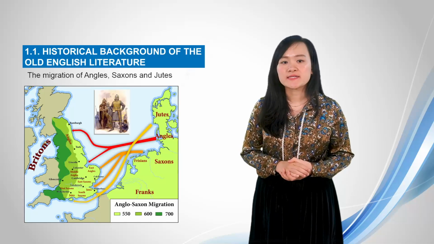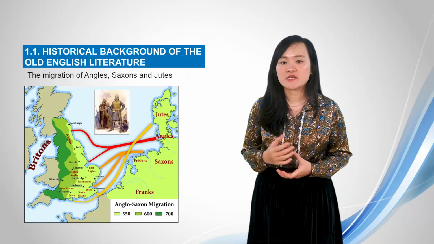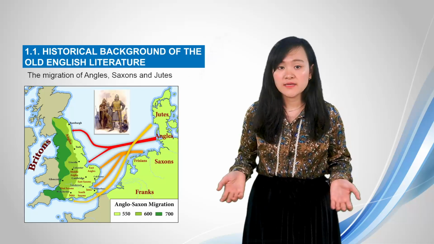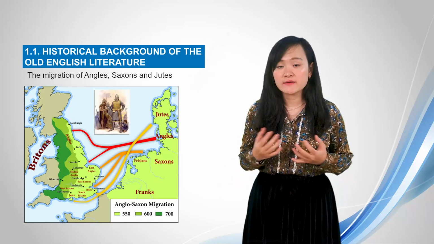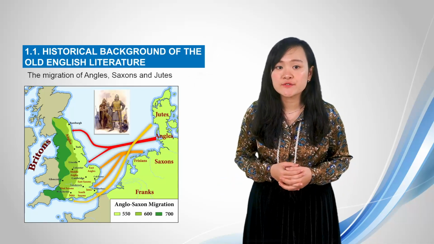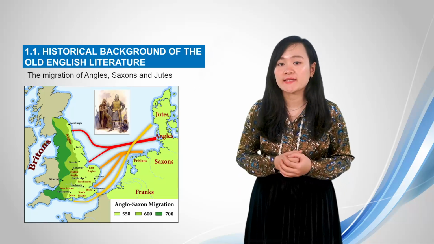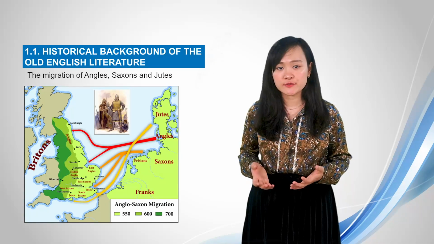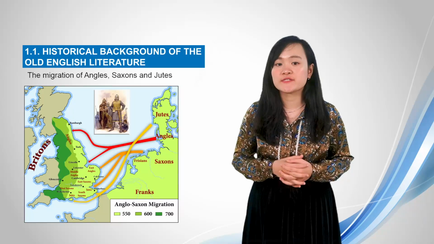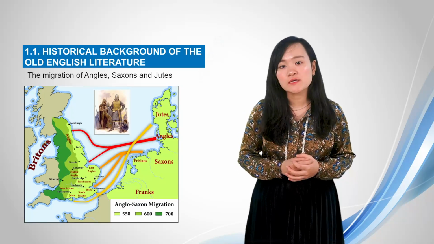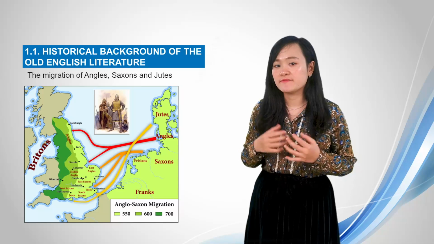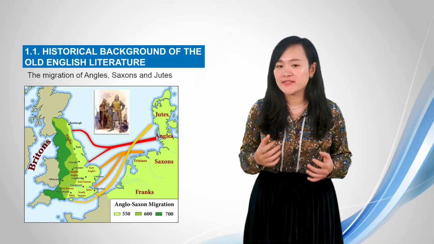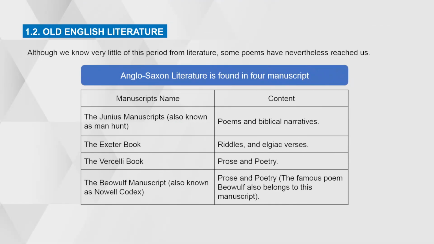As a result, by taking advantage of this, Picts and Scots attacked Britain. At this time, Germanic tribes, Anglo-Saxons and Jutes, came to England to save England from the Picts and Scots. Anglo-Saxons and Jutes first came from the desire to save England from the Picts and Scots. But because England was a favorable place to settle, they settled there. Although we know very little of this period from literature, some poems have nevertheless reached us.